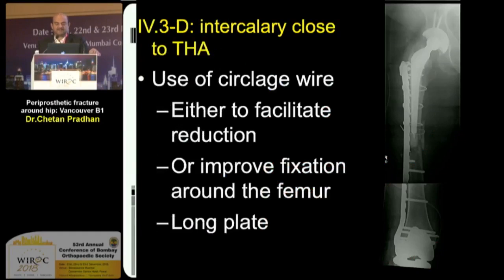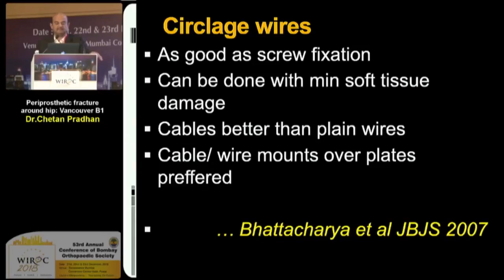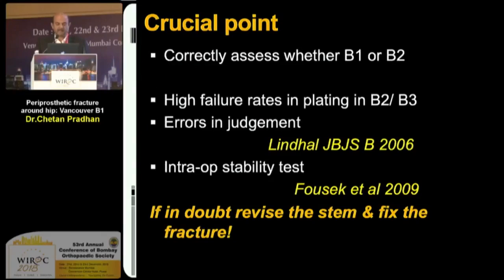Now, because of the prosthesis, most often you cannot put locking screws in the proximal fragment, and therefore cerclage wires or cables need to be used. And they are as good as screw fixation modalities. They can be done with minimal soft tissue damage. Nowadays, if you're attempting a MIPO, you have a percutaneous cerclage wire passer and cable passer, and therefore it can be done without damaging the soft tissues.